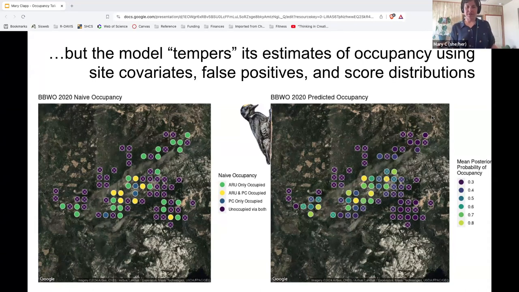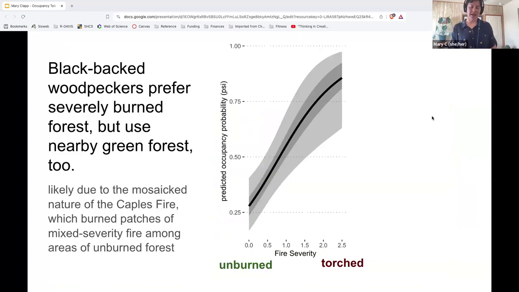The model was able to detect that, likely using a combination of that strong relationship to burn severity and those distributions of scores. And because we added a covariate to the model, we can estimate habitat relationships using the model. We found that, according to our expectations, blackback woodpeckers prefer severely burned forest, but they also use nearby green forests too.